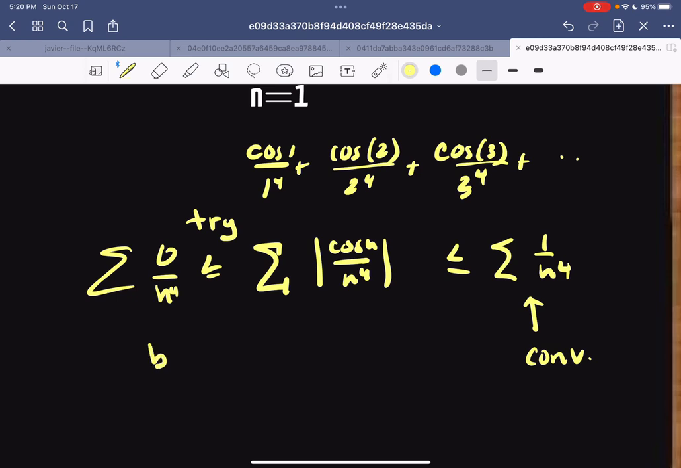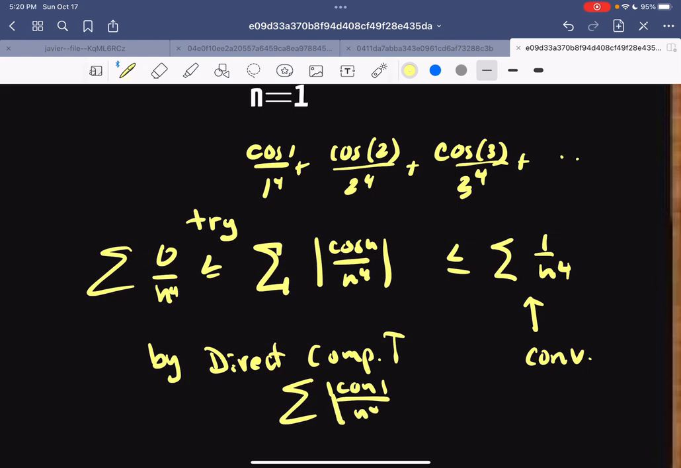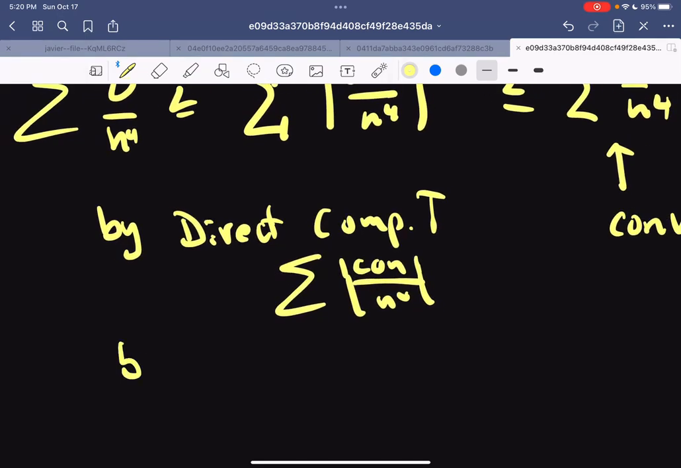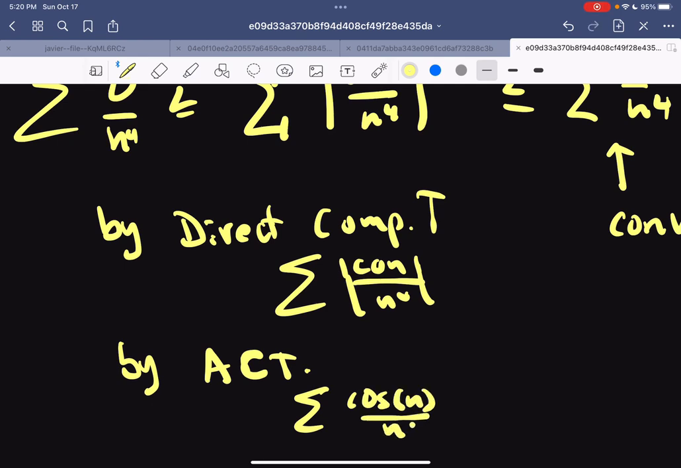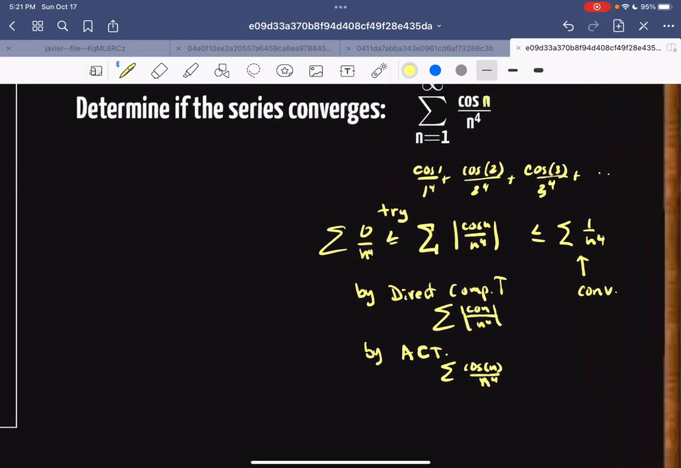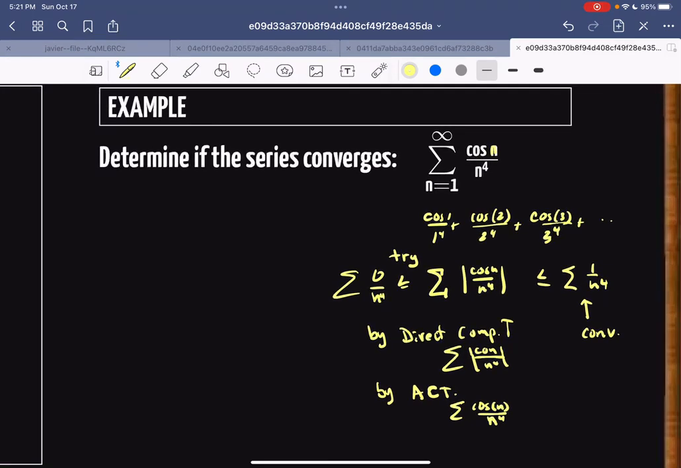Then by direct comparison, this one converges. Then by the absolute convergence test, this one converges. And so there you go. We had to use several tests for this one, but we got the job done.